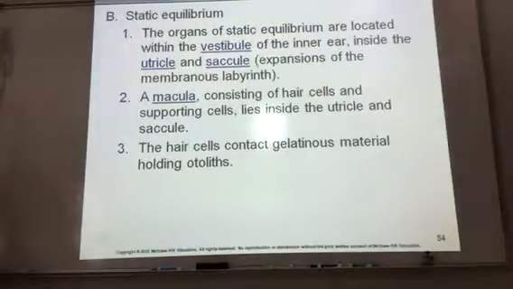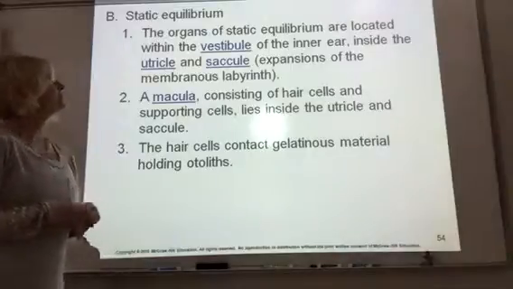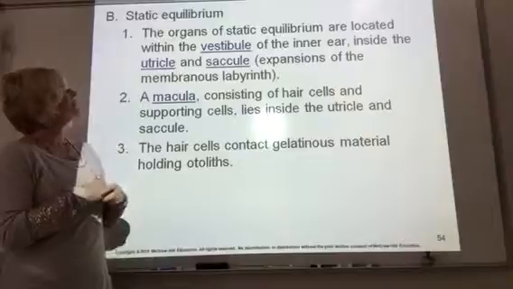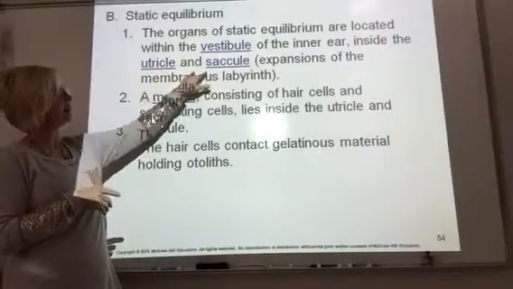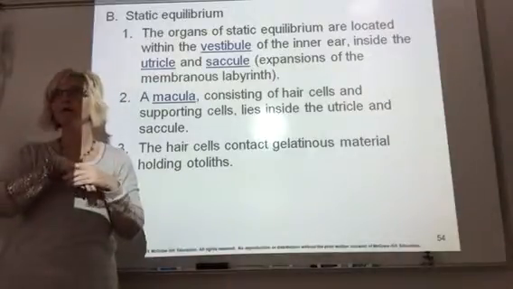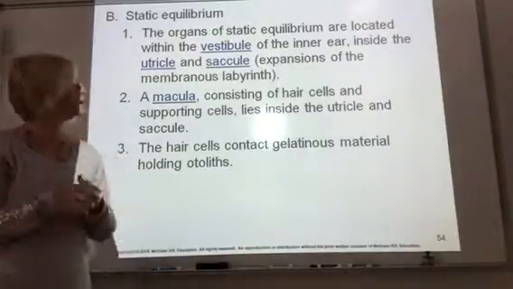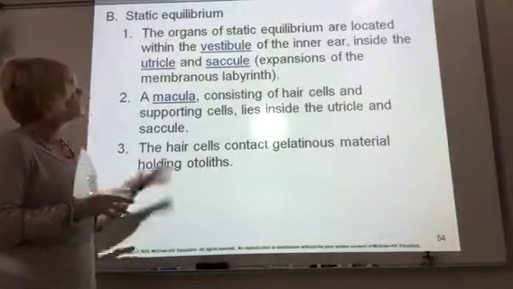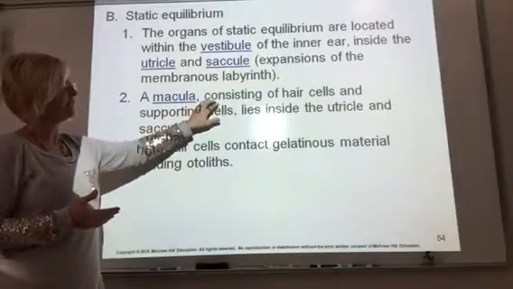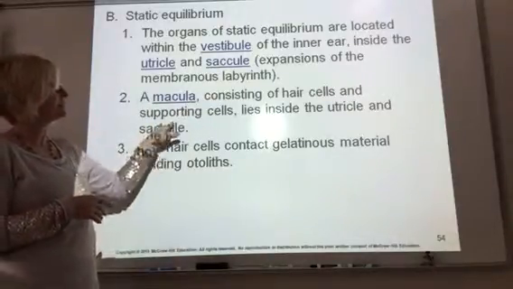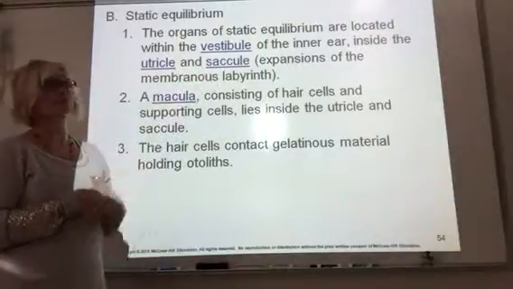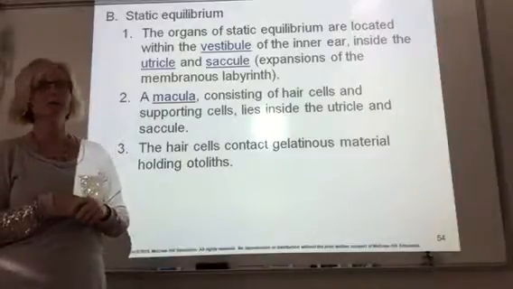So when we look at static equilibrium, they're located within the vestibule, inside of the inner ear, inside the utricle and saccule, which are basically just expansions of that labyrinth or those tunnels that we had looked at on the diagram probably last time. A macula is what holds the hair cells or consists of these hair cells and supporting cells. They lie inside of this utricle and saccule that are inside of the labyrinth.